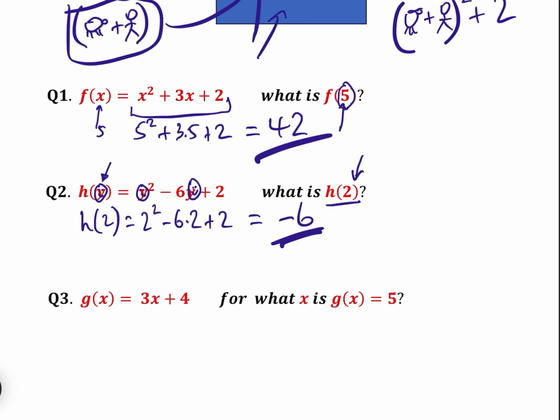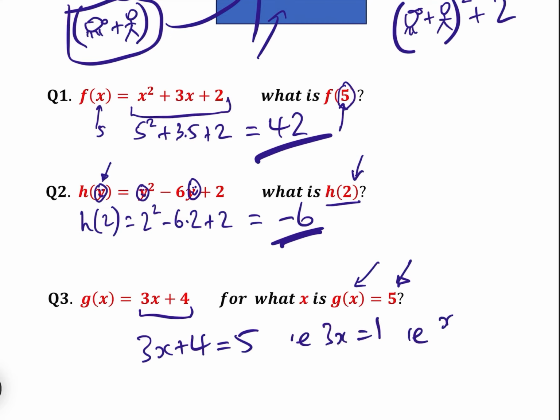And question 3 is g of x equals 3x add 4. For what x is g of x equal to 5? Okay, well this is slightly different. It's the other way round. What they're saying is that we have to find out when g of x is 5, so we put g of x, which you know is 3x add 4. We have to say, okay, when is 3x add 4 equal to 5? And all we have to do is solve that, i.e. 3x equals 1, i.e. x equals a third. So the answer is x equals a third is the x where g of x equals 5.